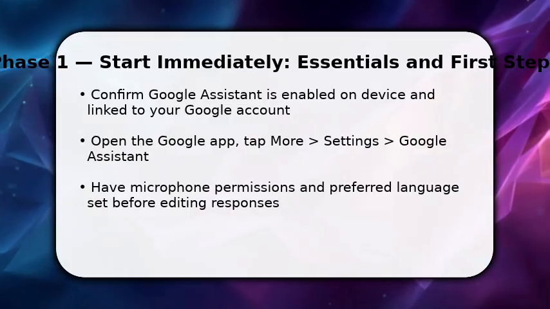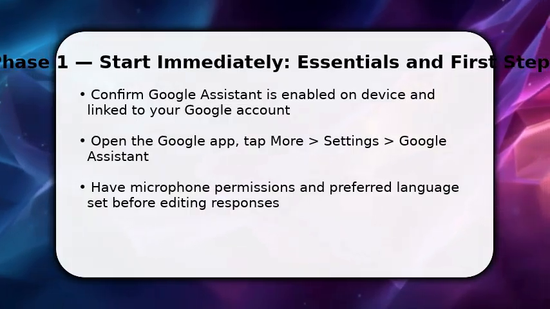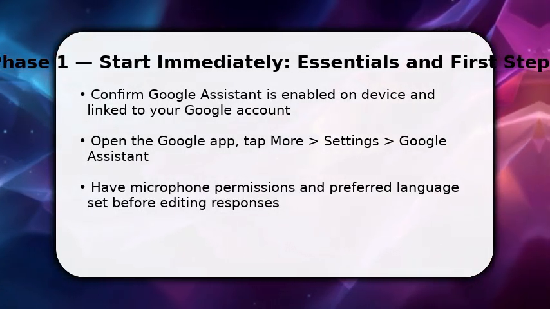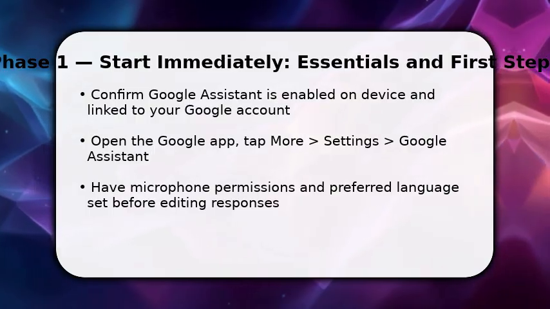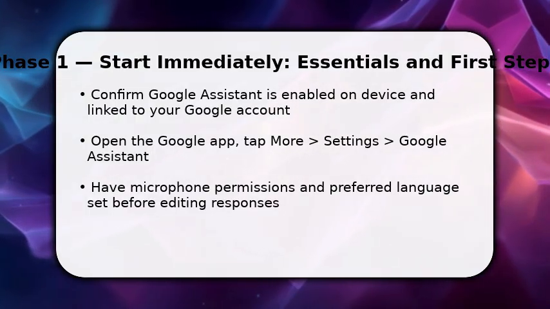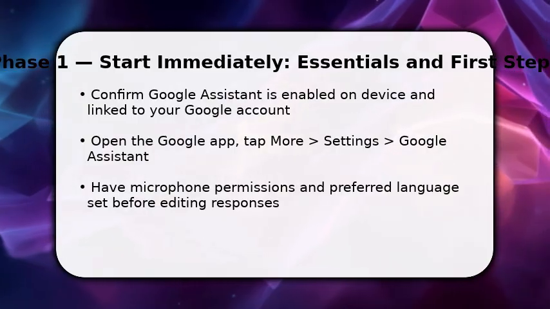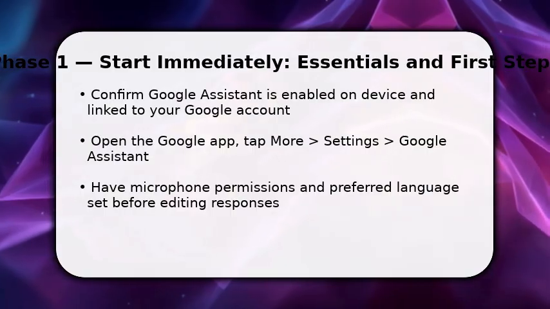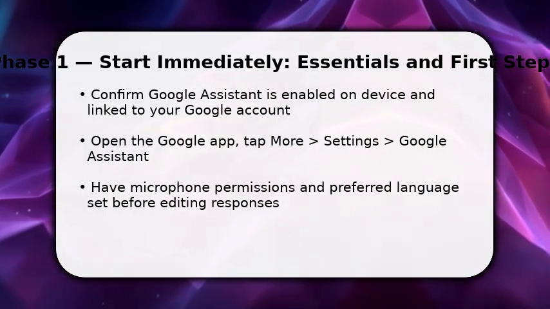Enjoy the video. You start by opening the Google app and going straight to More, then Settings, then Google Assistant. Make sure your account and microphone permissions are active, otherwise changes won't apply. Once done, select Assistant to access voice and response options. You need to pick the device profile you'll edit because settings can differ per device.